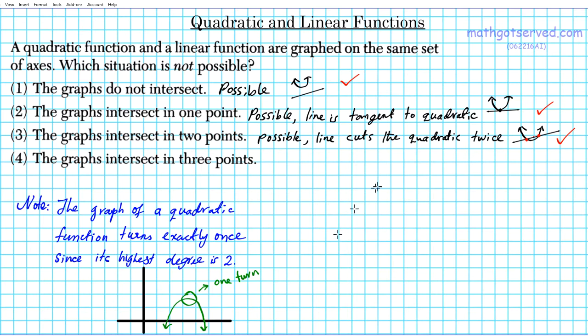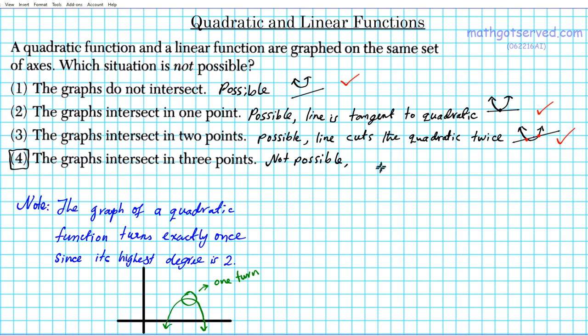Okay, so based on elimination, we have four choices. We automatically know that the answer has to be option 4. It says the graph intersects in 3 points. So is it possible for a quadratic to intersect a line 3 times? The answer is no, it's not possible. That cannot happen.